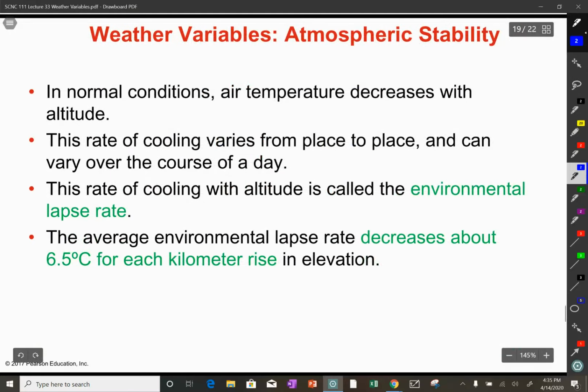Now, that's not the last of our lapse rates. The last of our lapse rates is the environmental lapse rate. This is the rate of cooling that generally occurs if you just go up in altitude. You don't have air rising or air dropping. You're just going up through stationary air. And that's a lapse rate of about 6.5 degrees Celsius per kilometer rise.